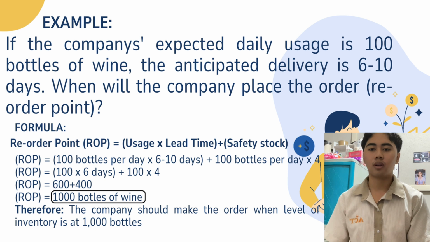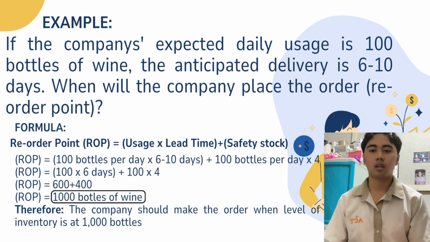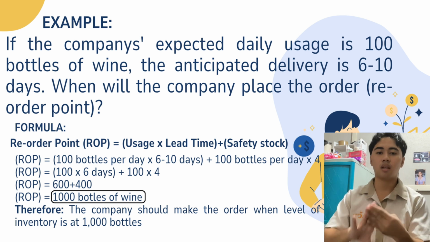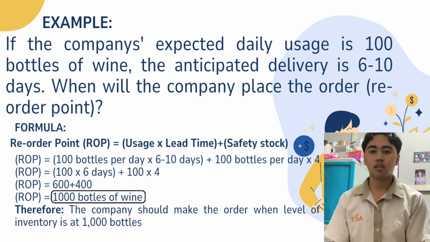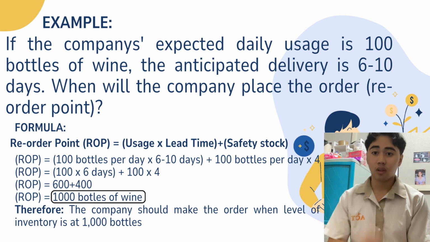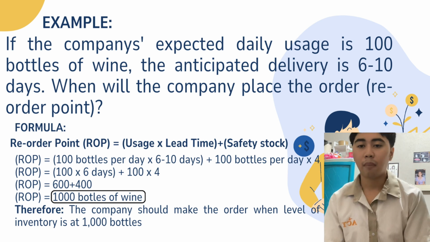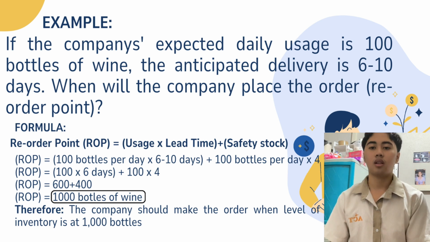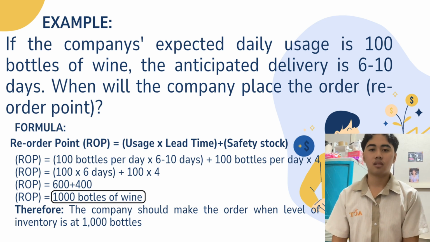So 100 bottles per day times 6 days, which is ang atong anticipated delivery. And then plus 100 bottles per day times 4. Anong 4 man siya? Because ang atong expected nga time nga mabot ang atong delivery is magkauntag gikan sa 7, 8, 9, 10, which is 4 days. That's why 4 atong butang siya. And then 100 times 6 days plus 100 times 4, which is 600 plus 400. And then the final answer is 1,000 bottles of wine. So therefore, the company should make the order when the level of inventory is at 1,000 bottles. So that's how to get the ROP in this problem.